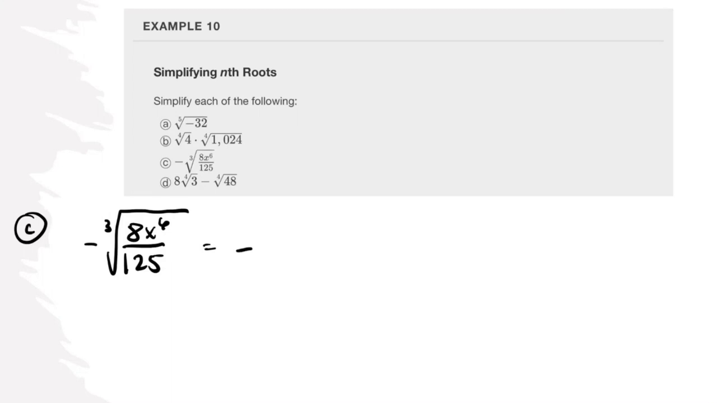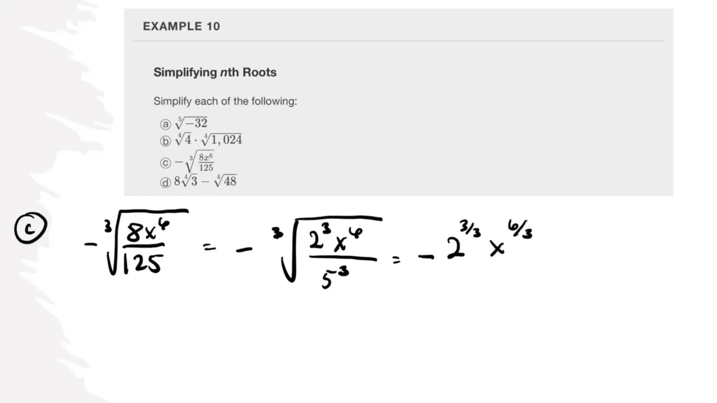So this is the same as the cube root of, now 8 is 2 to the power of 3. We have x to the power of 6. 125 is 5 to the power of 3. So if I rewrite all of these as rational exponents, this is going to be a negative 2 to the power of 3 over 3, x to the power of 6 over 3, divided by 5 to the power of 3 over 3. Okay? So then that's a negative 2x squared divided by 5.